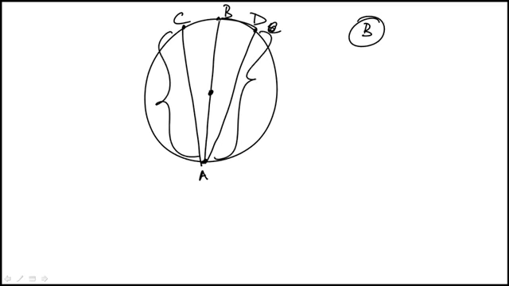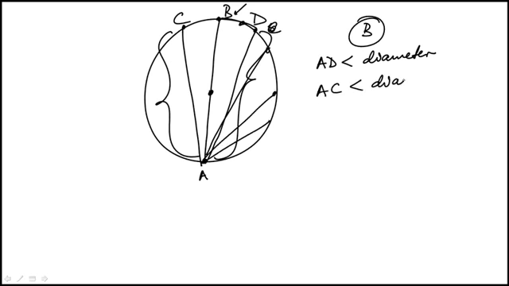Now, if C and D are points that are to the right and left of this point B, which forms the diameter, I know that AD is going to be less than the diameter, because it doesn't matter where D is. All these line segments are going to be less than the diameter. And I also know that AC is going to be less than the diameter.